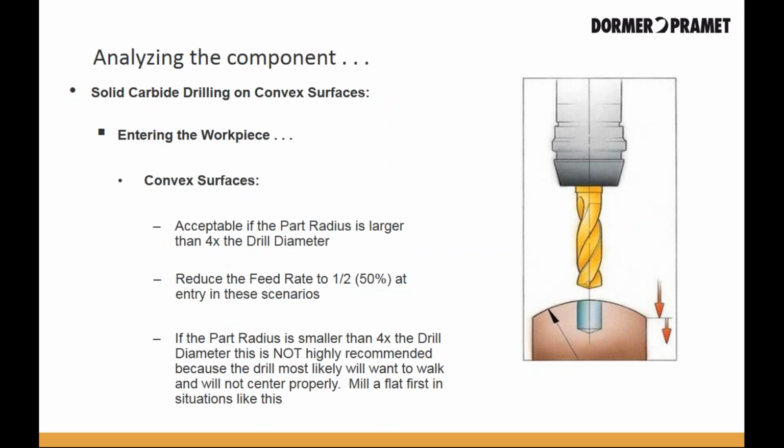When entering the part on a convex part surface, the part radius must be at least 4 times the drill diameter. In these cases, you should always reduce the feed rate to about 1/2 or 50% of the recommended feed rate. Again, using the shortest drill possible will always help with this scenario due to the stability of the shorter drill. As the part radius gets smaller than 4 times D, the drill will want to walk more on the surface, so this is not recommended unless a flat is milled on this surface first.